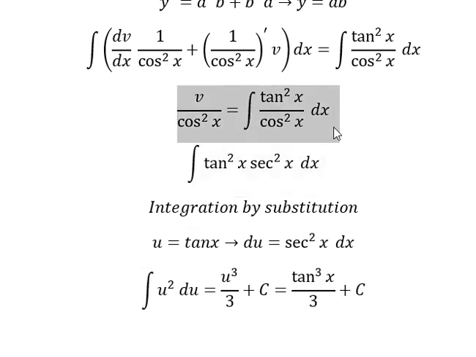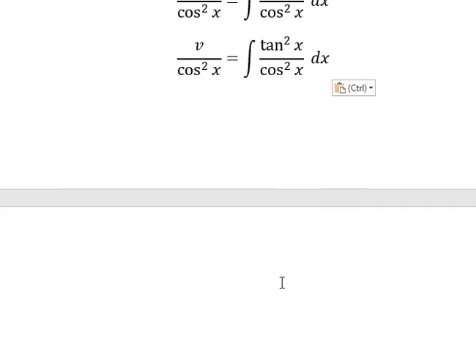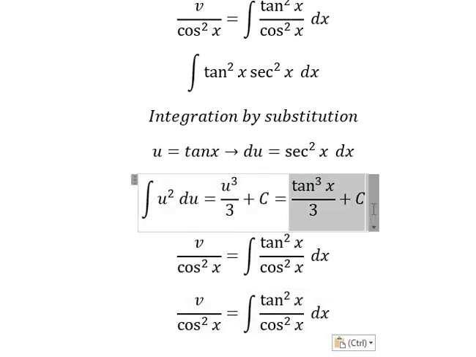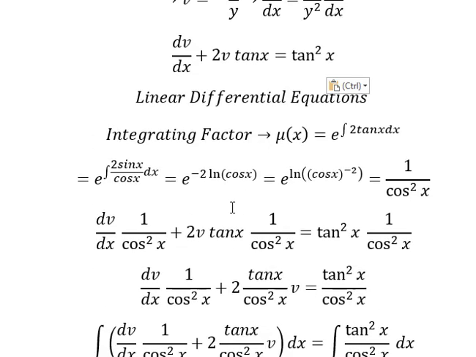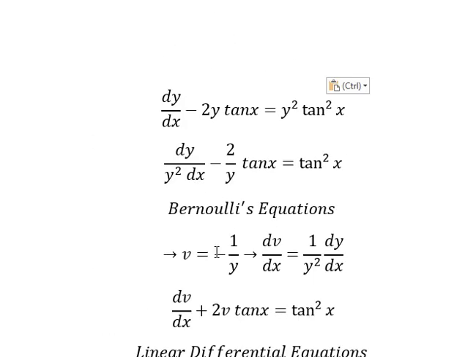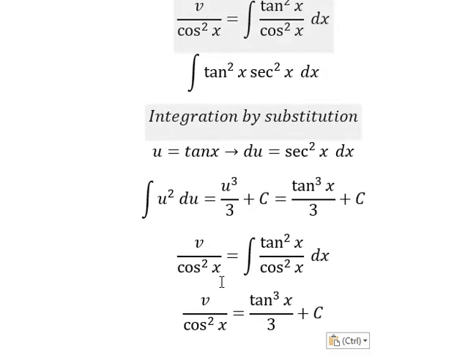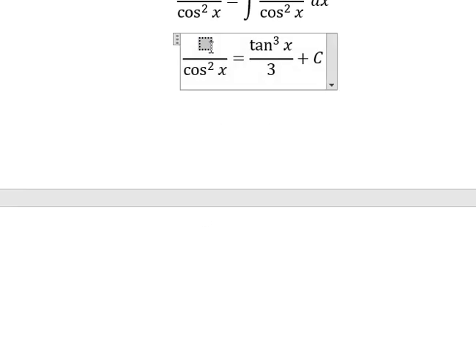And now we need to change this one into this one. About v, we have this one, negative 1 over y. So we put negative 1 over y in here.